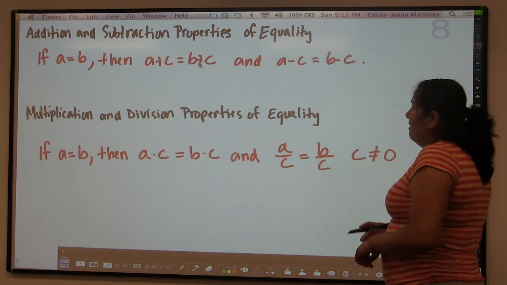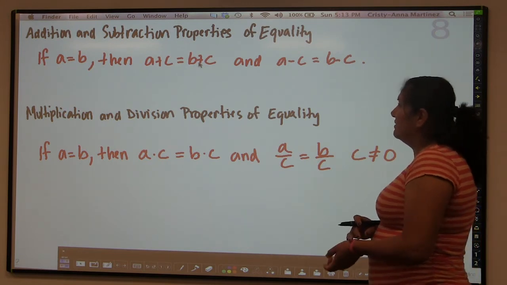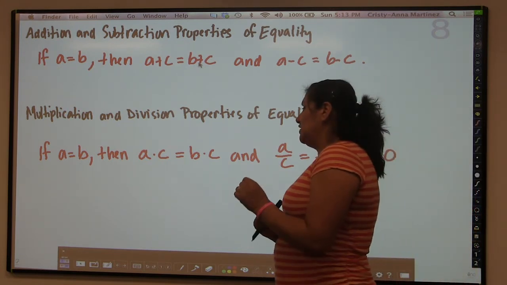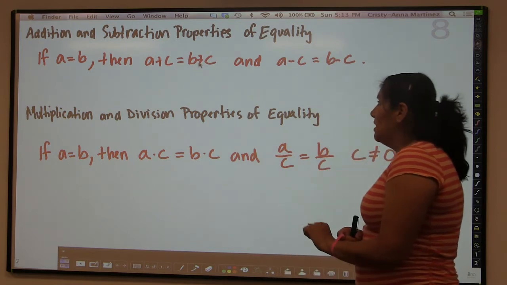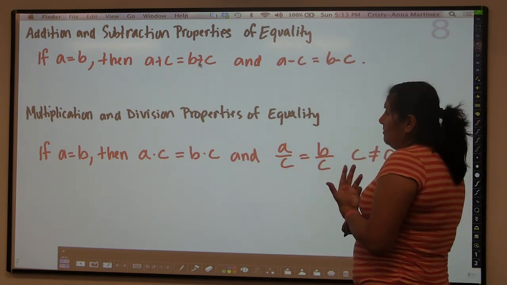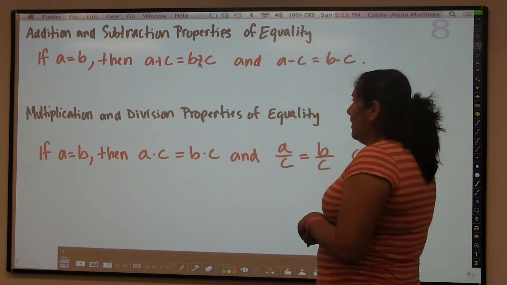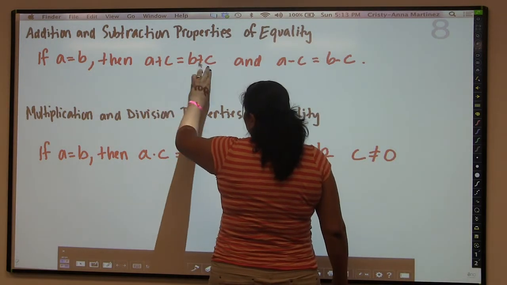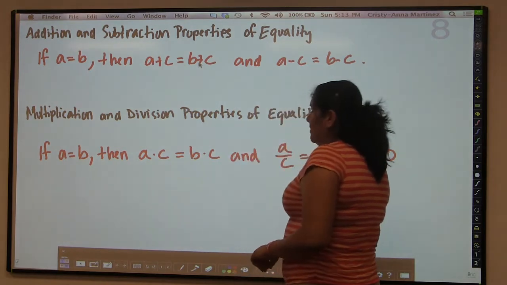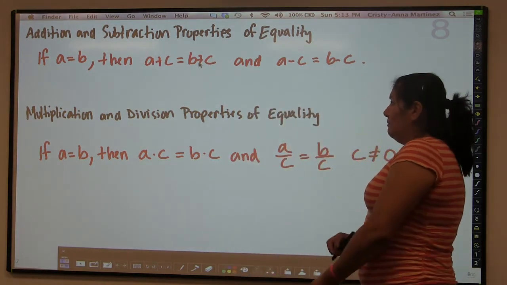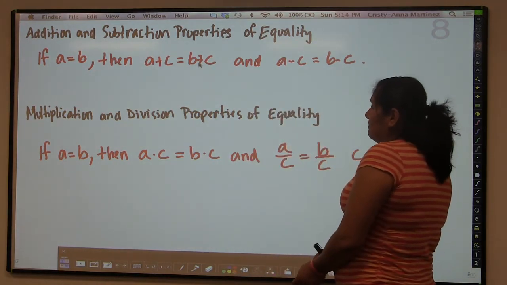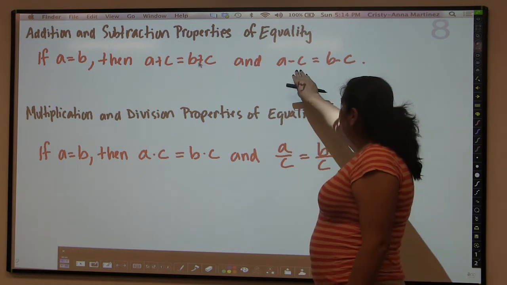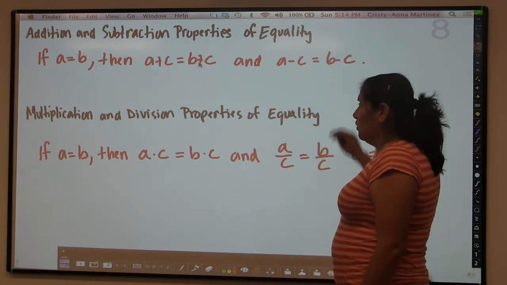And this is the addition and subtraction properties of equality, and the multiplication and division properties of equality. And so basically, again, A, B being real numbers. If A equals B, then adding a number like C to both sides would still keep the expression equivalent. So A plus C would equal the same thing as B plus C, and the same is true if you subtract a number from both sides, it would still be equivalent.